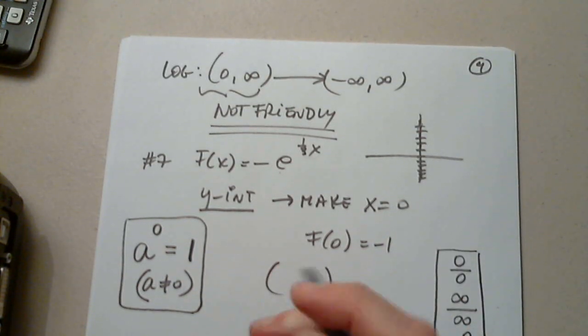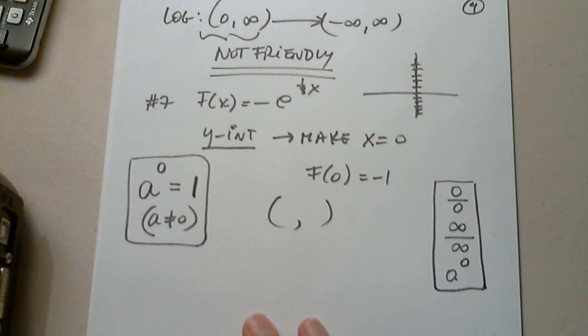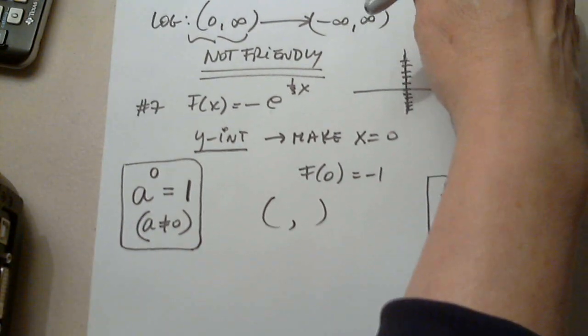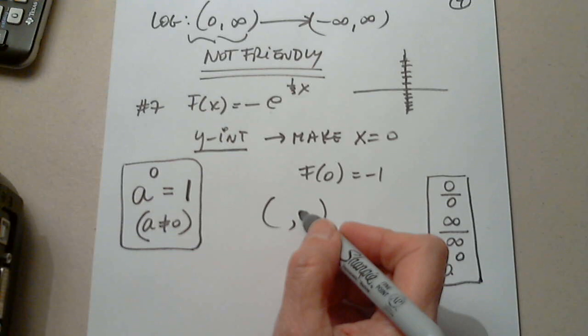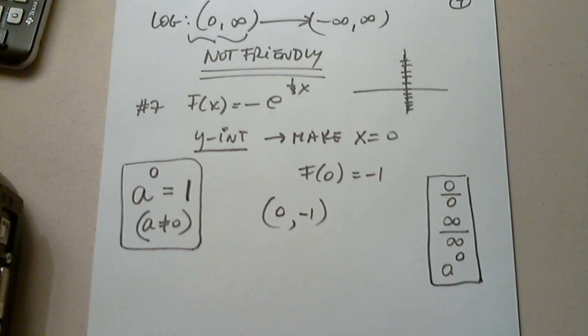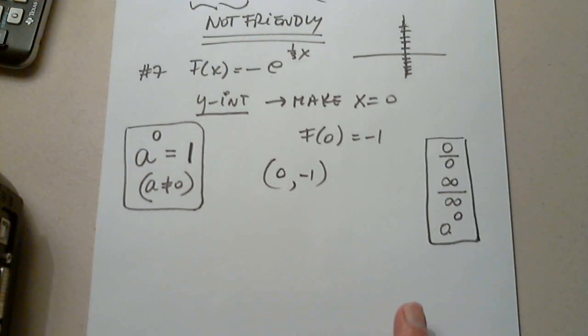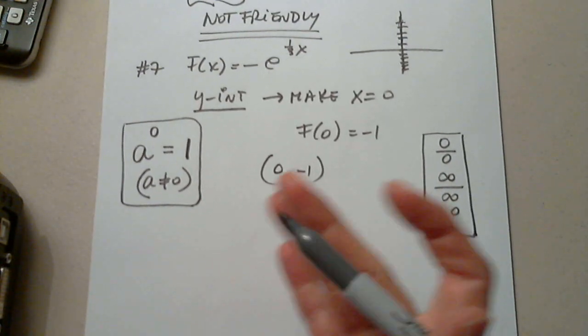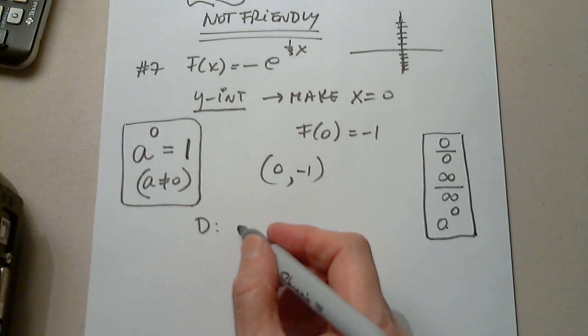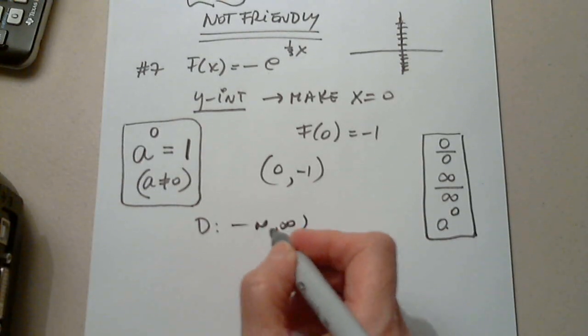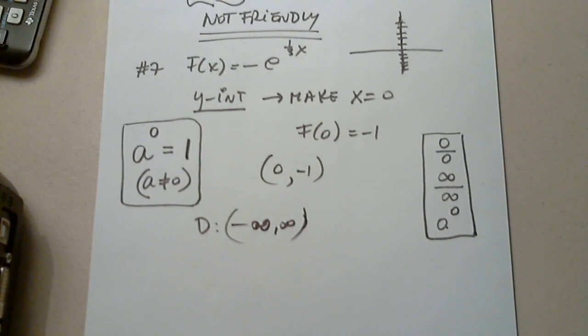So can anyone give us the ordered pair that is the y-intercept? It's 0, negative 1? Of course, 0, negative 1. Excellent. Good. So let's analyze piece by piece now. First of all, they want us to find the domain. Blindly, what is the domain of this function forever and always? And I don't have to think. Was it negative infinity to infinity? Absolutely. It's an exponential function defined everywhere.